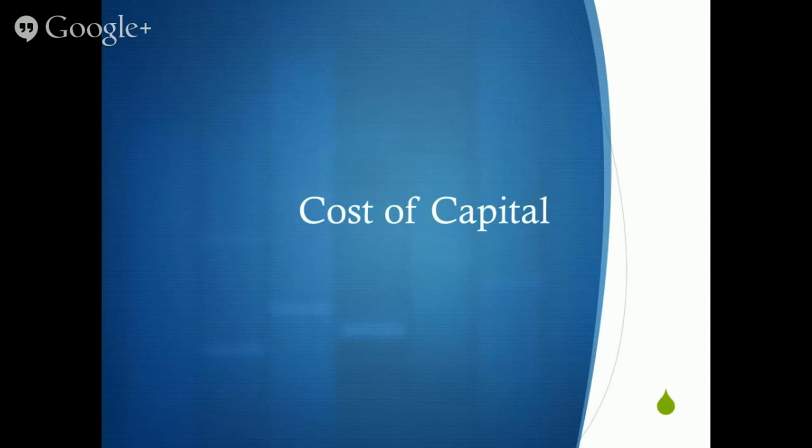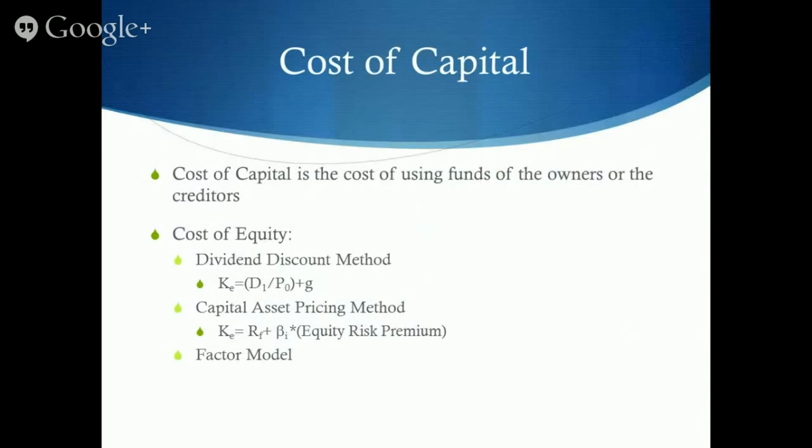Now we enter into cost of capital. We are studying cost of capital from a valuation point of view. How would you compute cost of equity from a valuation perspective? There are three basic models: the dividend discount model, the capital asset pricing model, and the factor model. Under the dividend discount model, it would be the dividend to be received at the end of the year upon the price at the beginning of the year, plus the growth you expect the company to have over the years in the long run.